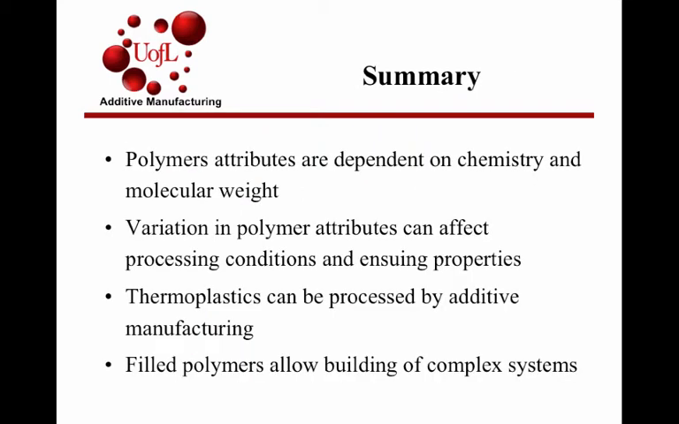So to summarize, the chemistry and molecular weight can change the attributes of polymers. Those changes can then affect not only properties but also processing conditions, the ability to create shapes, the method to create shapes. We will see during lecture 3 that there are several processes available by additive manufacturing to convert thermoplastics into useful shapes. The introduction of fillers and additives allow us to build complex systems with expanded attributes, design features, and functionality, and that can be taken advantage of in additive manufacturing as well.